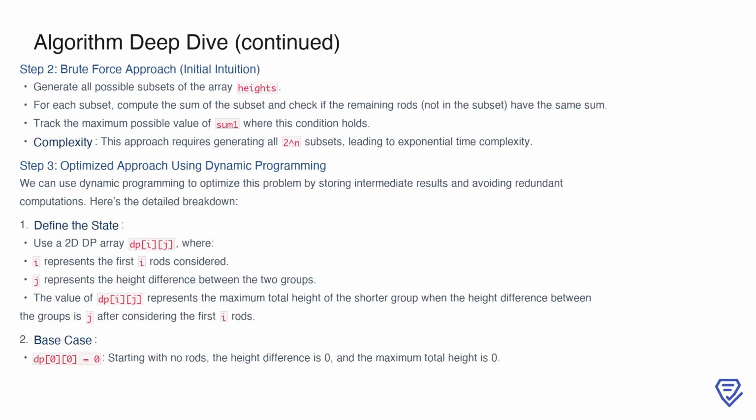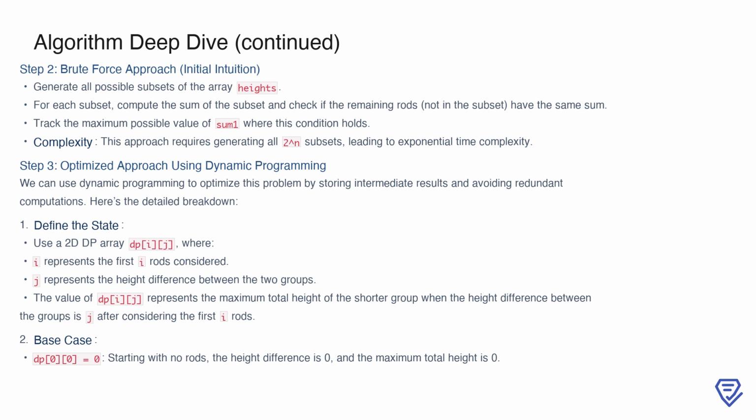Now, a natural starting point to tackle this problem is to consider a brute force approach. This involves generating all possible subsets of the rod heights and checking for each subset whether the remaining rods, those not included in the subset, form a group with the same total height. If this condition holds, we calculate the value of sum 1 and track the maximum value encountered.